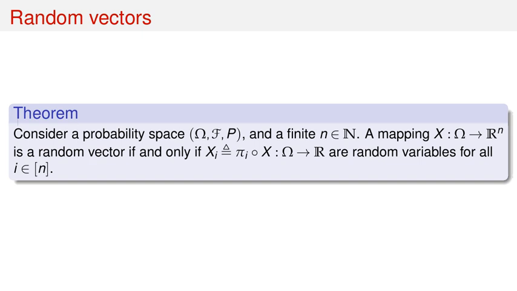We have an important theorem that connects random vectors to random variables. Consider a probability space omega, script F, P, and a finite n. A mapping x from omega to R to the n is a random vector if and only if each of its component functions x sub I, defined as P sub I composed with x, which just gives the ith component of x, are themselves random variables mapping from omega to R for all I from 1 to n.